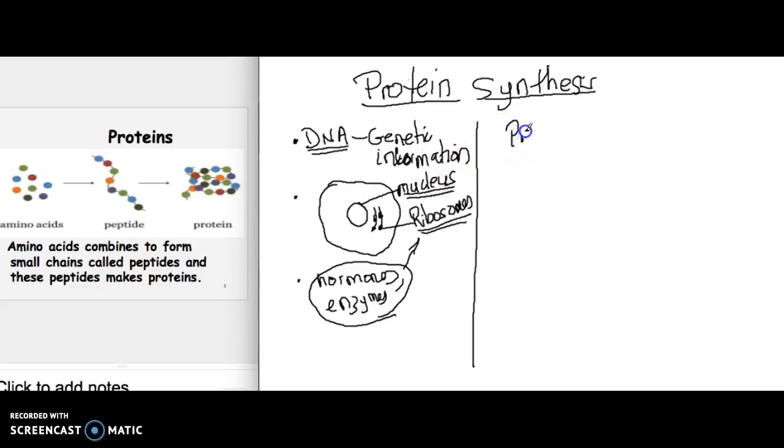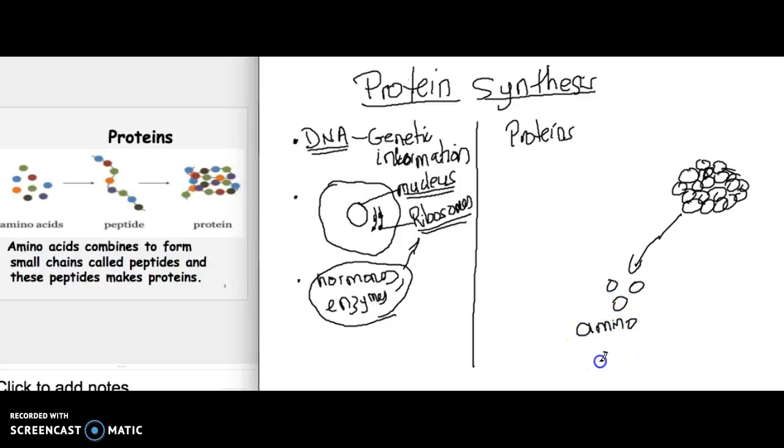Proteins are large molecules. Now these molecules are very, very large, but they're made up of smaller molecules. Now these small molecules are called amino acids. So this is the protein, this is large. Smaller units called amino acids actually make proteins.